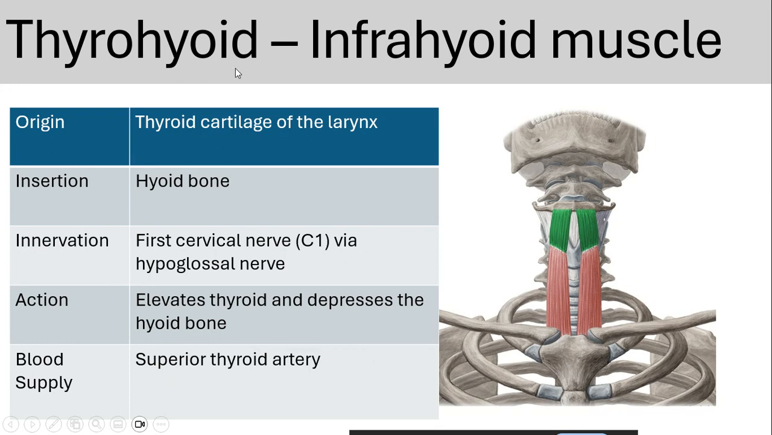Thyrohyoid: the minute you hear thyrohyoid, it has to be thyroid cartilage. It has to be hyoid bone because the name says it. It has to be the first cervical nerve C1 via the hypoglossal nerve. It has to play some role with the hyoid bone. Mostly it's usually depression. There's only one muscle that was elevating it. And it elevates the thyroid, because the name says thyro. Blood supply is the superior thyroid artery.